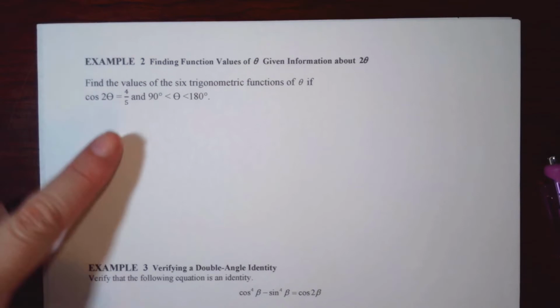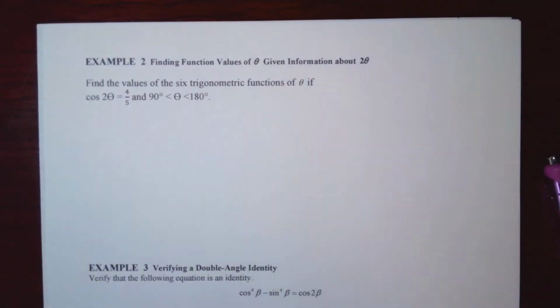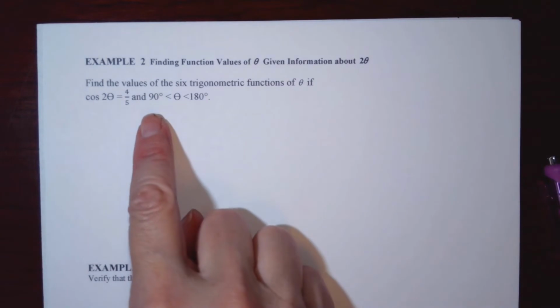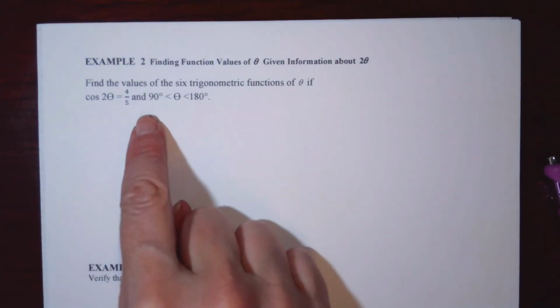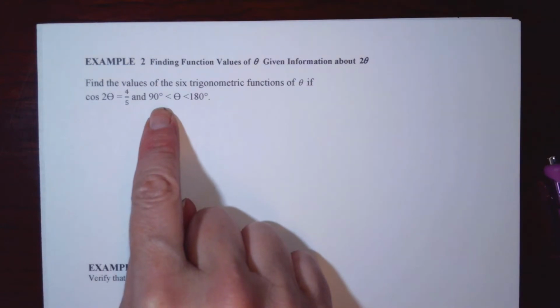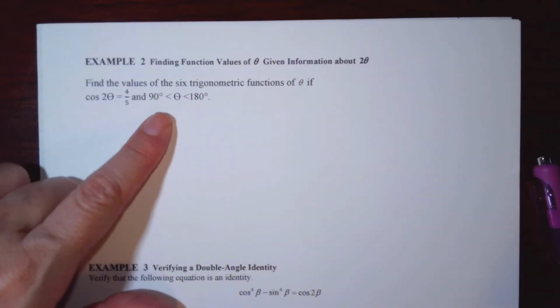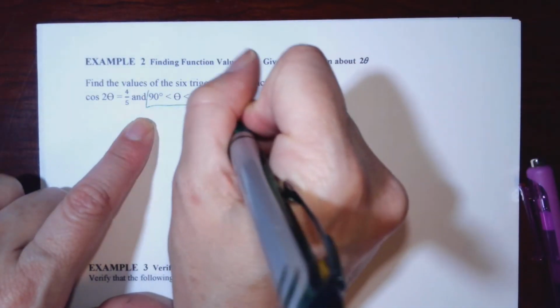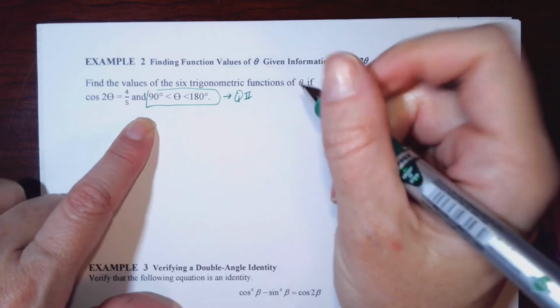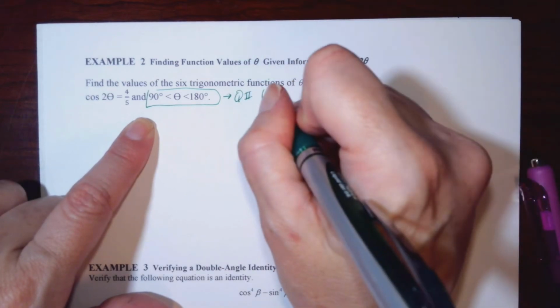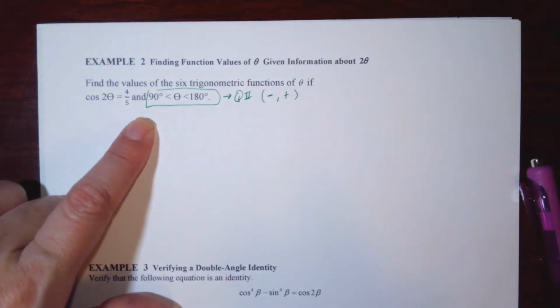Now we're told to find the values of the 6 trig functions of theta when we're given information about the double angle. Now, what do we know? We know that our angle theta, the angle we're interested in, is in quadrant 2. How do I know it's in quadrant 2? Well, if it's between 90 and 180 degrees, we're in quadrant 2. And in quadrant 2, our cosine function is negative and our sine function is positive.